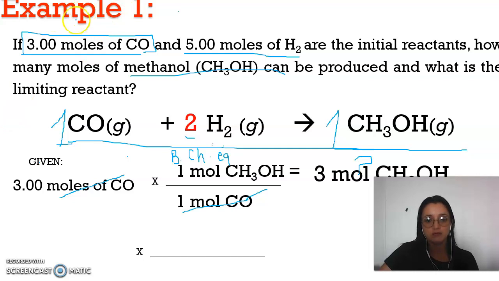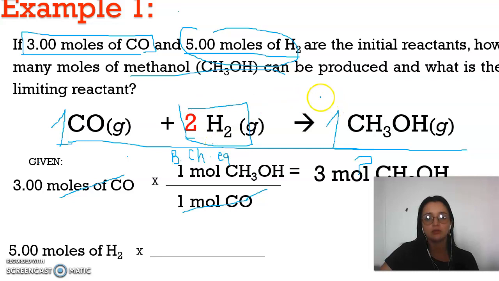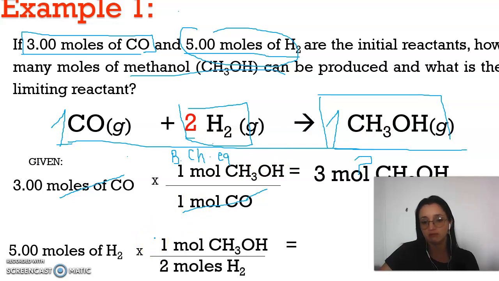So I start with the information given, in this case the 5 moles of hydrogen, and then again the ratio in which they react. In this case, I need 2 moles of hydrogen to produce 1 mole of methanol. So that's what I write in my ratio, or in my conversion factor, or in my fraction, as you want to put it. 1 mole of methanol requires 2 moles of hydrogen to be produced.